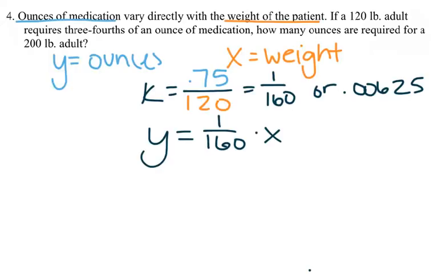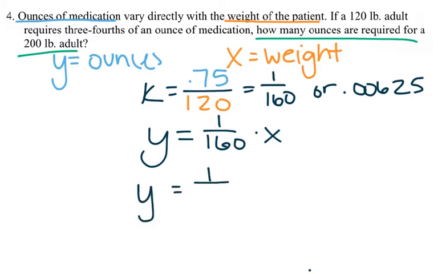Okay, so here's what you should get. 1 over 160 is the same thing as 0.00625. I just keep it in fraction form just because that's what I like to do. Alright, remember the last part is what you're actually looking for. So, how many ounces are required for a 200-pound adult?